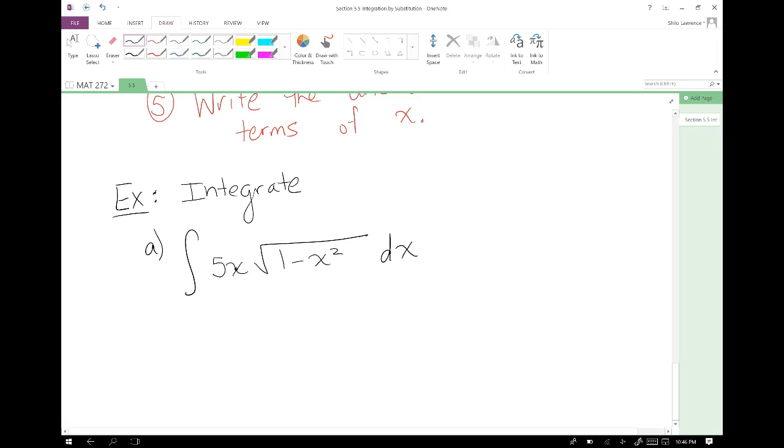Now that function contains a product because it's 5x times the square root of 1 minus x squared. So we can split this into a product of two functions. So we definitely see a product. Now one of those should be a composite function, which means one of them has an inside and an outside.